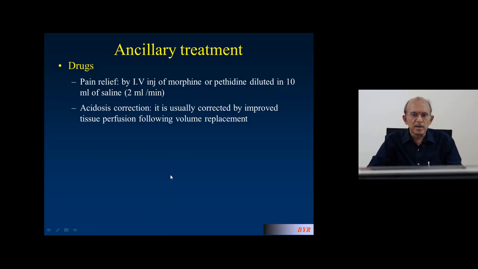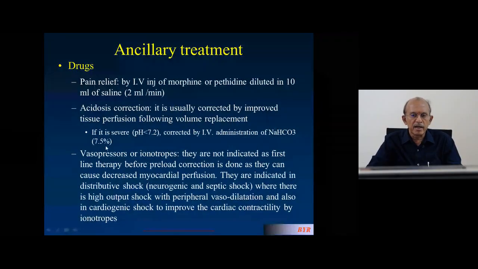Acidosis correction. It is usually corrected by improved tissue perfusion following volume replacement. Acidosis is estimated not to correct it, but to evaluate the tissue hypoperfusion. Acidosis will be there whenever there is tissue hypoperfusion. So if we measure acidosis, that will tell you how much tissue hypoperfusion is there. So how do you correct it? Once the perfusion is corrected, acidosis also gets corrected. For that, you should not give alkalizing solutions. If it is severe, less than 7.2, then it is corrected by IV administration of sodium bicarbonate.